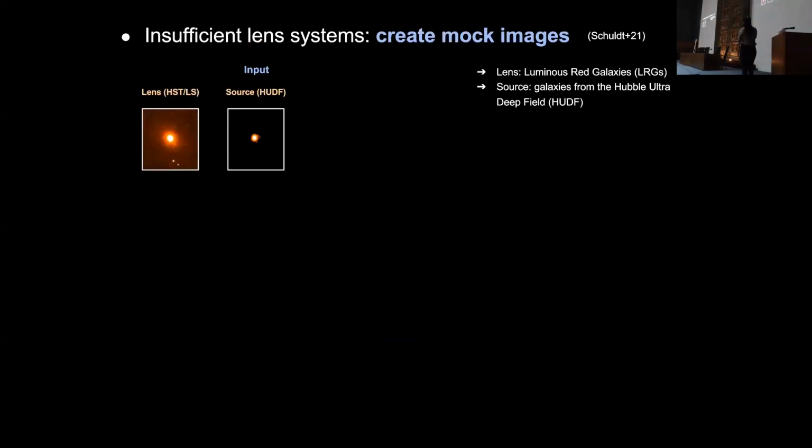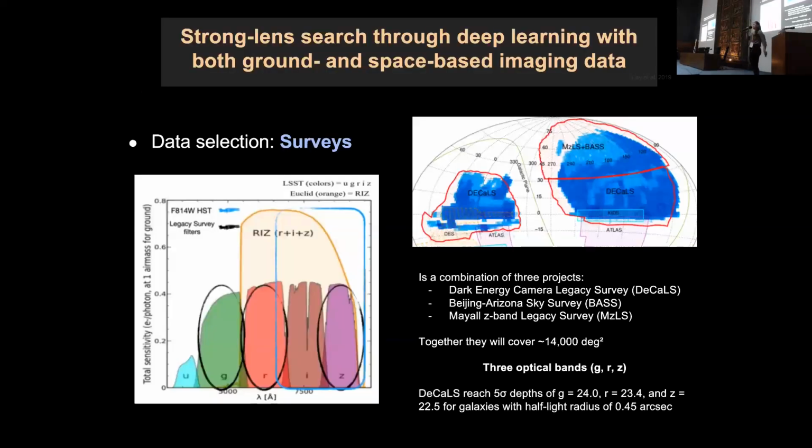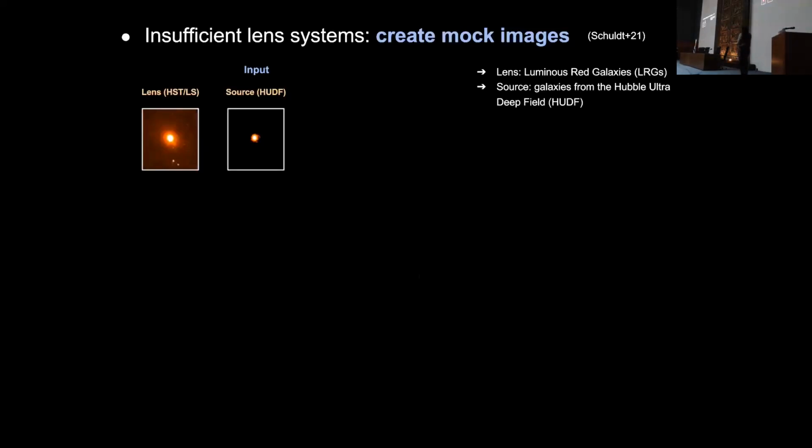So, okay. First, since we want to search for lenses, we want to see if it's better to use colors or high resolution, or if combining both of them is better. We need to first search for galaxies, because we need to simulate lenses to try to train the CNN. So to simulate this, we search for luminous red galaxies as the lens. And for sources, we use galaxies from the Hubble Ultra Deep Field.